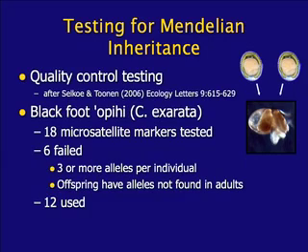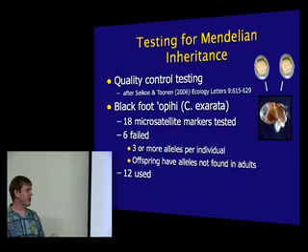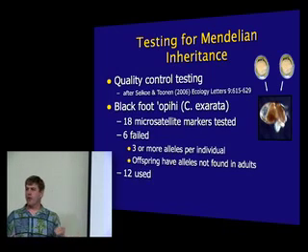We've developed a protocol for quality control testing for microsatellites that we're using. What we do is take known crosses of adults, spawn larvae, and determine whether or not those microsatellite markers are inherited in the way that we expect. So for example, for Blackfoot Opihi, we started off with 18 microsatellite loci. We go through, we test them.